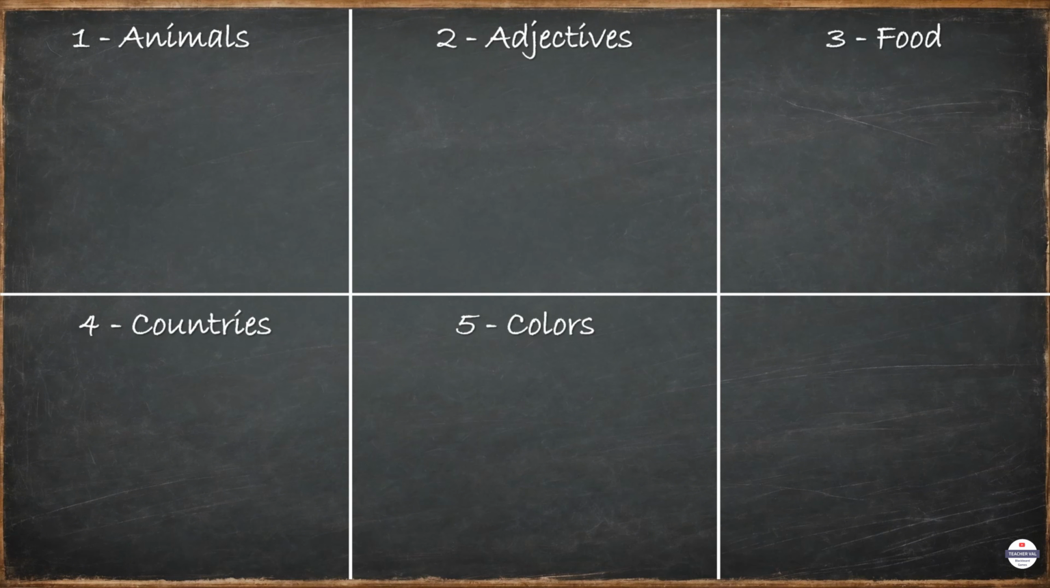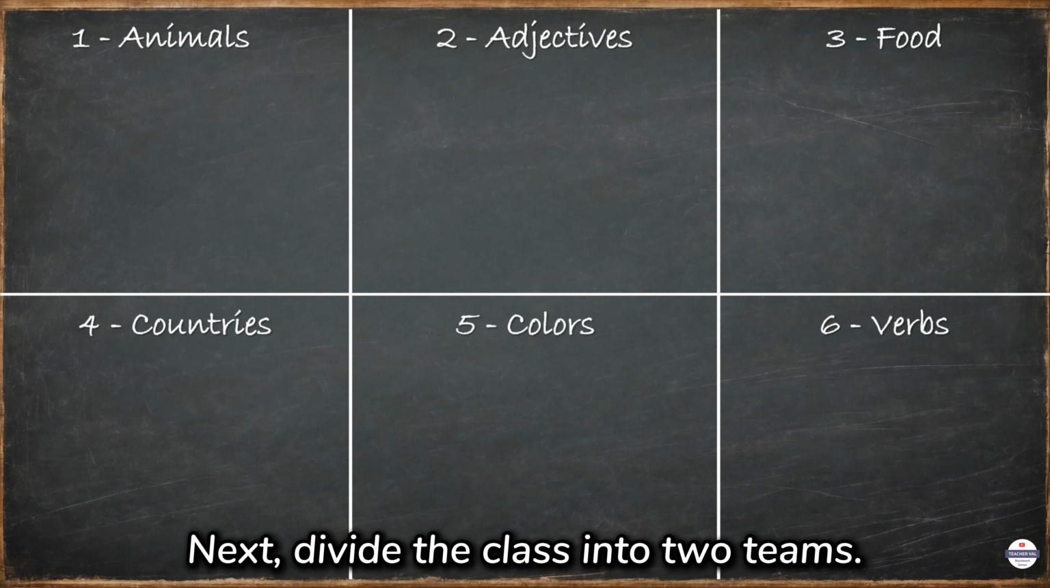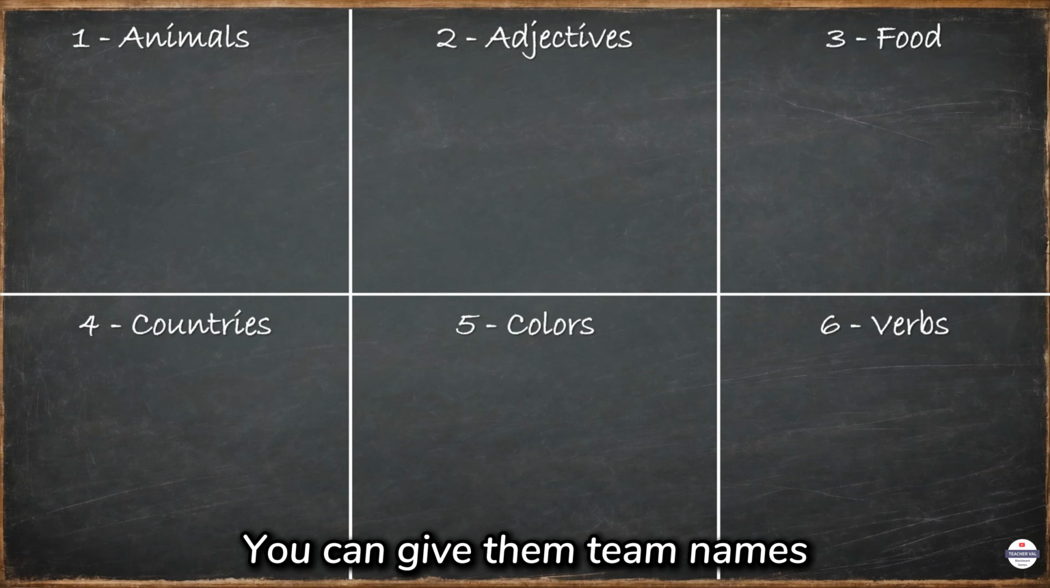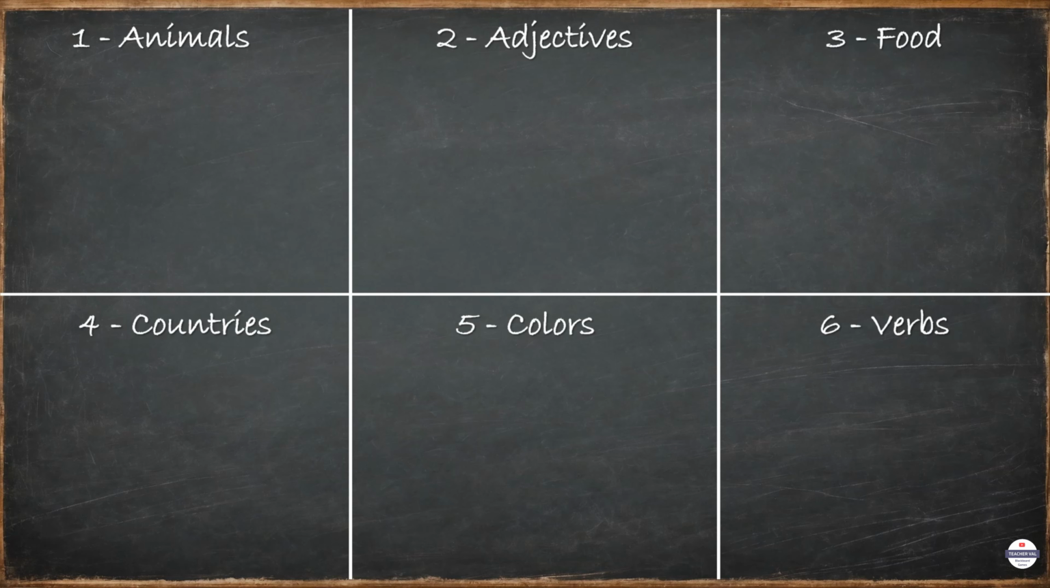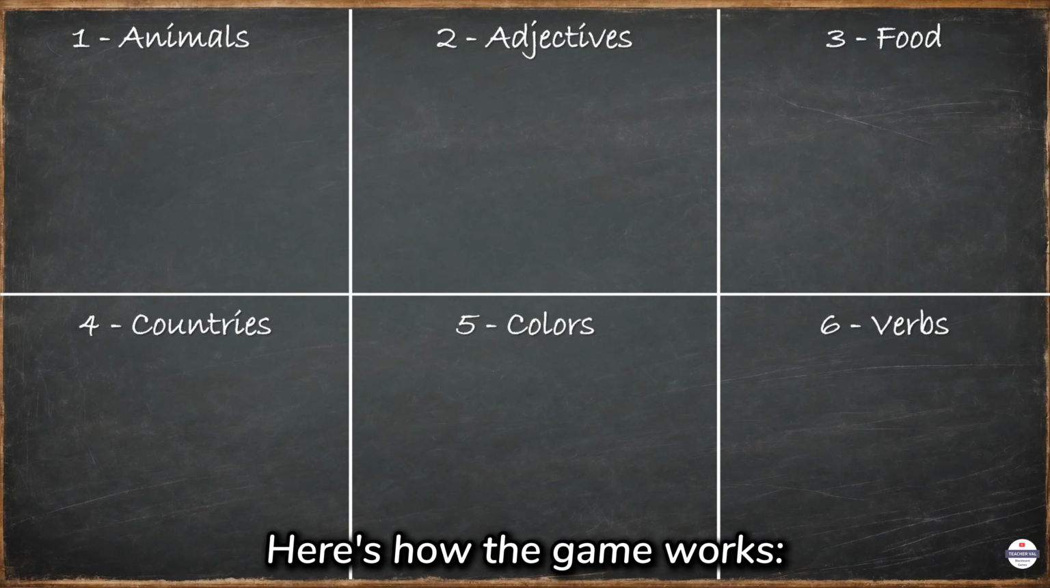In my example, I have animals, adjectives, food, countries, colors, and verbs. Next, divide the class into 2 teams. You can give them team names or let the students choose their own in English. Here's how the game works.